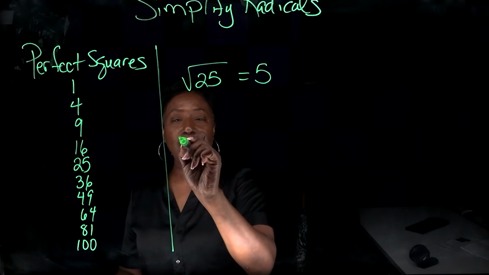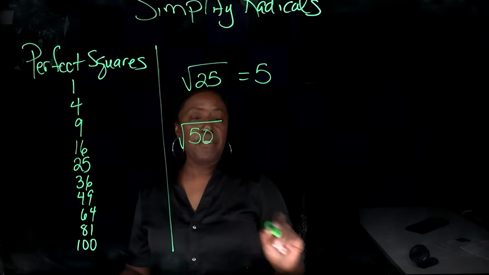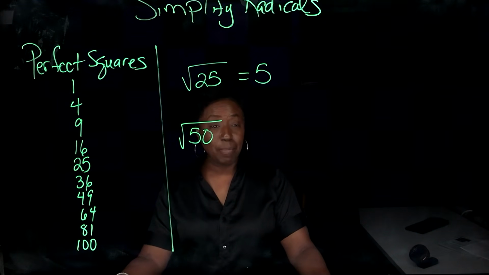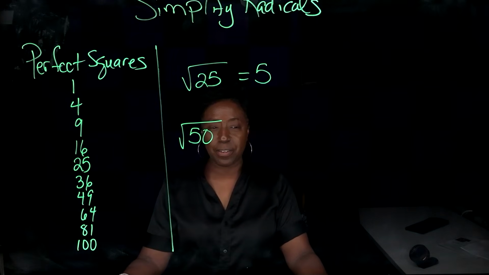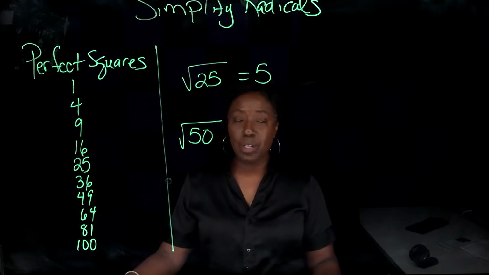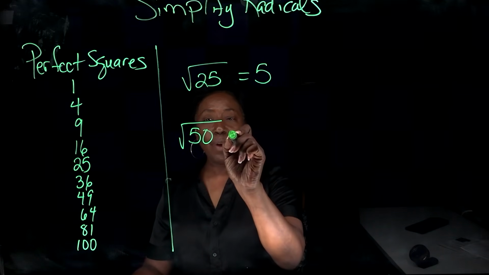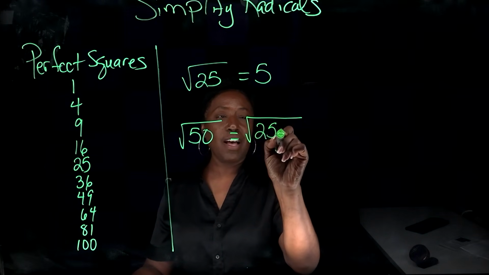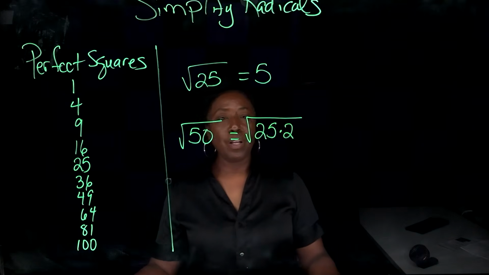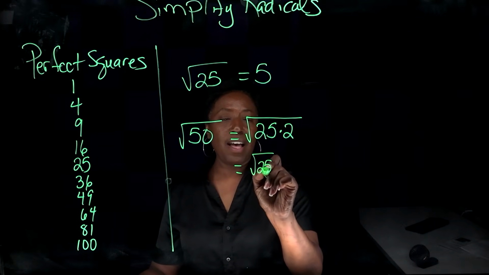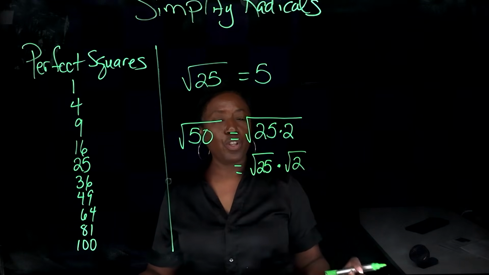Now, what happens if I have the square root of 50? 50 is not on the perfect square list, but let's simplify it. To simplify it, let's find the biggest perfect square factor of 50. And the biggest perfect square factor of 50 would be 25. So let's rewrite 50 with a factor of 25, which is 25 times 2. Well, the square root of 25 times 2 is the same as the square root of 25 times the square root of 2.